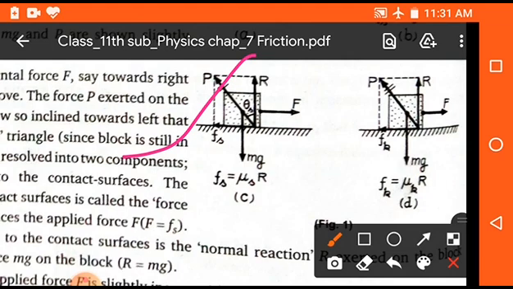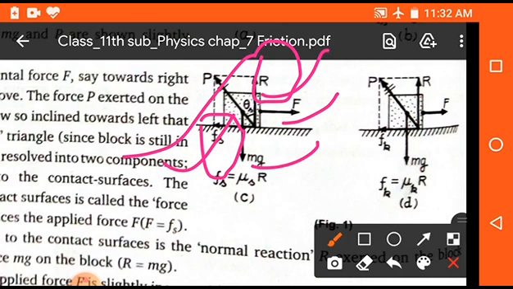In this diagram, the weight of the object is working in the downward direction, it is mg, and a reaction force capital R is working in the upward direction, which balances its weight, and a force F is working in the forward direction. Then an opposing force, which is working in the opposite direction and opposes the motion of the object, is called frictional force, and it is represented by Fs. And if we take the resultant of Fs and the reaction force, then we get P. So P is the resultant force of frictional force and reaction force.